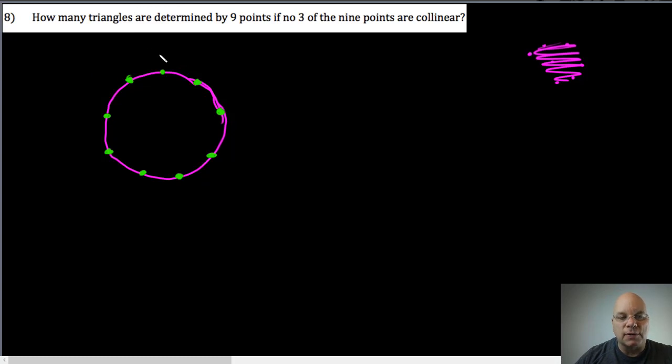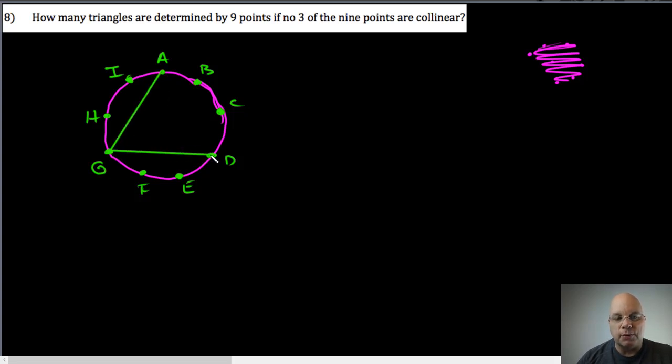Now that we have the 9 points, I'm going to label them A, B, C, D, E, F, G, H, and I. Okay, now I'm going to randomly select 3 points, draw a triangle, and go from point A to point G, from point G to point D, and then from point D back to point A. And this triangle could be named triangle ADG, or I could name it triangle DGA, triangle GAD. All of these, doesn't matter how I name it, I'm still talking about the same triangle.